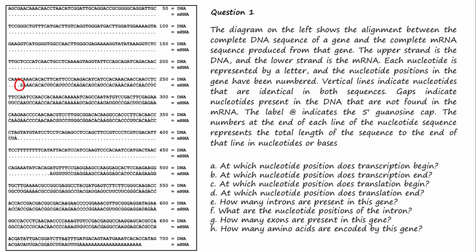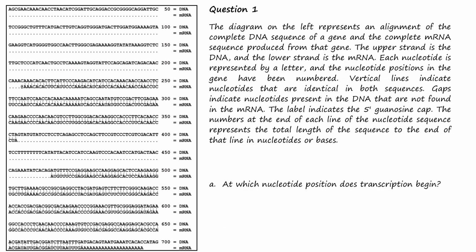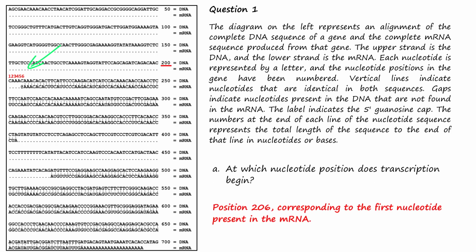The circled lowercase a, or alias sign, indicates the 5' guanosine cap. The numbers at the end of each line of the nucleotide sequence represent the total length of the sequence to the end of that line in nucleotides or bases. A. At which nucleotide position does transcription begin? Answer: position 206. This corresponds to the first nucleotide present in the mRNA.